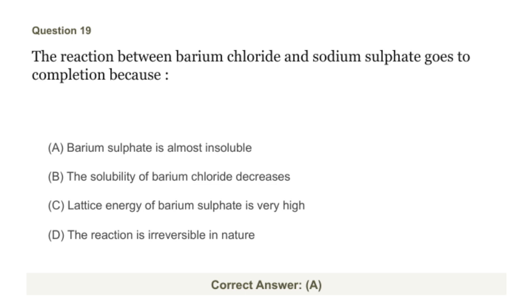Option C mentions the lattice energy of barium sulfate being very high, which does contribute to its low solubility, but the main reason the reaction goes to completion is because of the insolubility itself. And finally, option D states that the reaction is irreversible, which is true, but the primary reason it proceeds to completion is the formation of an insoluble product. So in essence, the almost insoluble nature of barium sulfate is the main driving force behind this reaction reaching completion, making option A the correct choice.